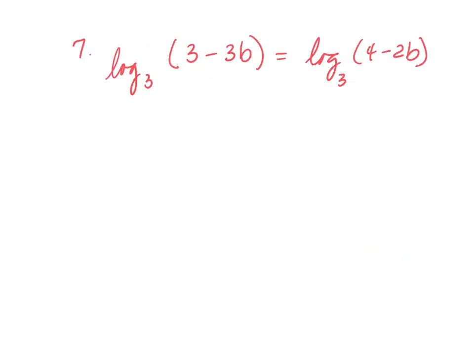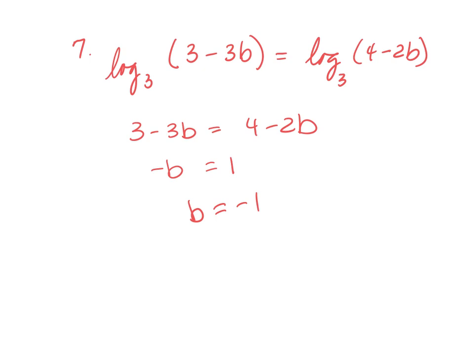So same story, if log base 3 of the first mess equals log base 3 of the second mess, we have 3 minus 3b equals 4 minus 2b. So when I add 2b to the left side, you get negative b, and when I subtract 3 from the left and right side, I get equals 1. So b equals negative 1, right?